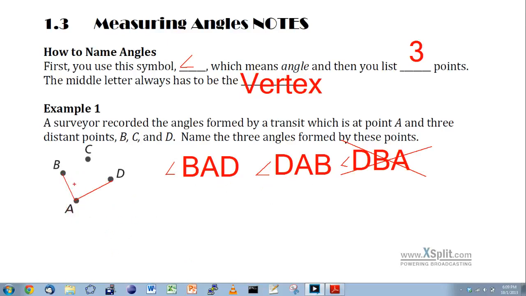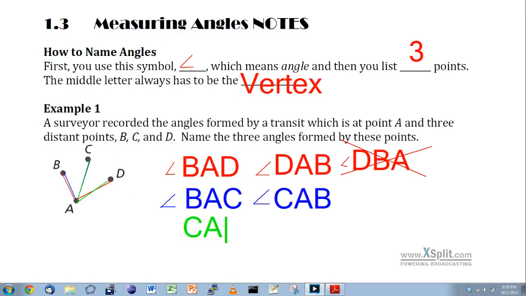A few other angles we can name. We can go ahead and go, let's say, from B over to A over to C. And similarly, we can reverse those: CAB. That is angle CAB, or angle BAC if you prefer. Last but not least, let's switch over to another exciting color, let's say green. I can go from C over to A over to D, or DAC if we'd like to reverse the order. Those are 3 angles that I can make.